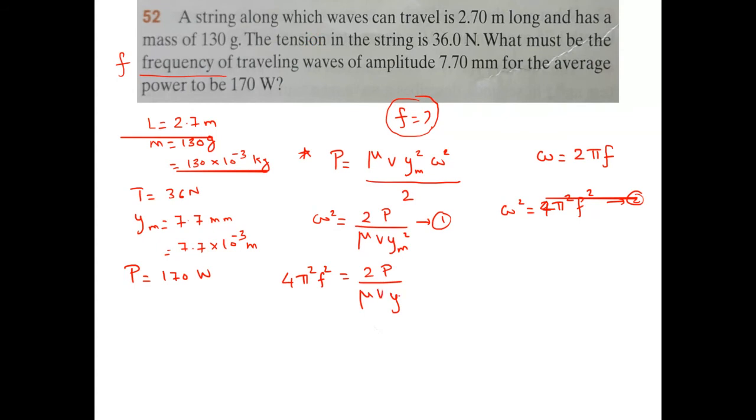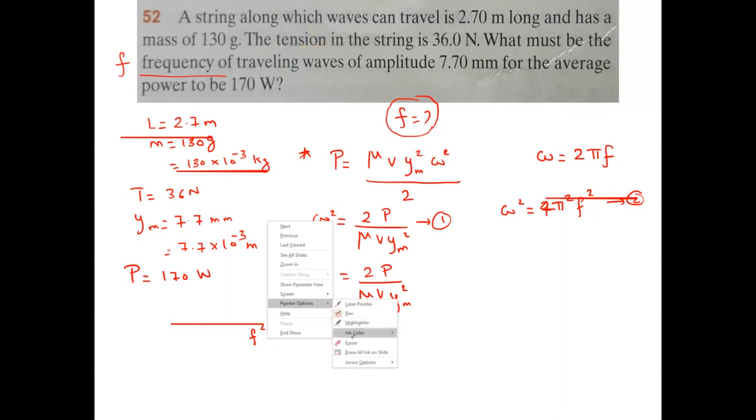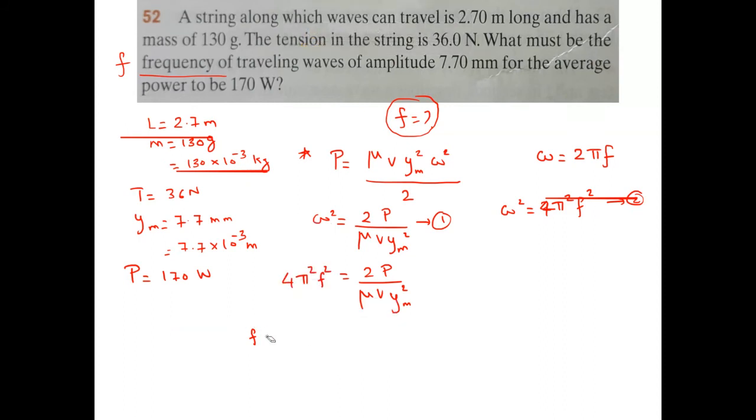Mu v ym square. Am I right? So can you please rearrange this equation in terms of frequency square? So what you will get? Therefore, my frequency square equals 2p divided by 4 pi square mu v ym square. If you rearrange correctly, then your problem will be very easy.